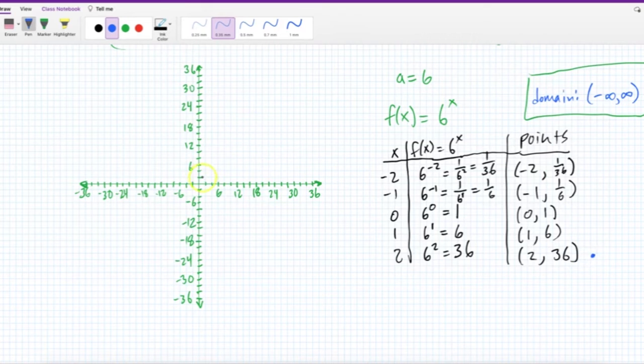So 2, 36. So remember, we skip counted by 2's on this axis. So 2 is just 2 units, 1 mark to the right of the origin. And then 36 is all the way up here. Okay. Next up, we have 1, 6. So 1 is halfway between the origin and that first mark. And then 6 is up those 3 marks there. And then 0, 1, so that's right here.